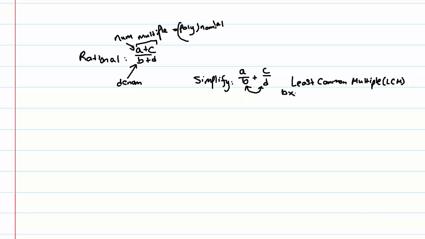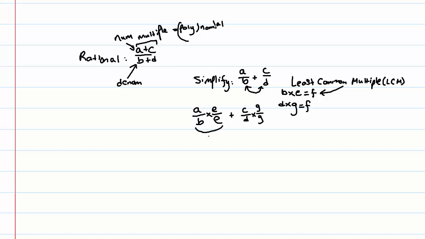So if b times, we'll call this number e, goes into our least common multiple, f, and d times g goes into our least common multiple, f, this means that we'll multiply d by g at the top and the bottom, and b by e at the top and the bottom. Because in algebra, we can only multiply by 1, so e over e is 1, and g over g is 1. When we do this, to simplify, we multiply our first fraction, a over b, by e over e, and we multiply our second fraction, c over d, by g over g.